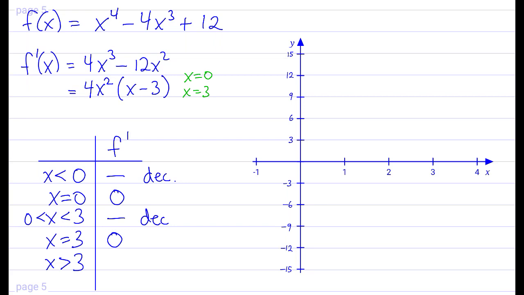Only one more to do. If I plug in a number bigger than 3, let's say 10, this is positive. Okay, the function is finally increasing now. It's been decreasing all this time up until that point.